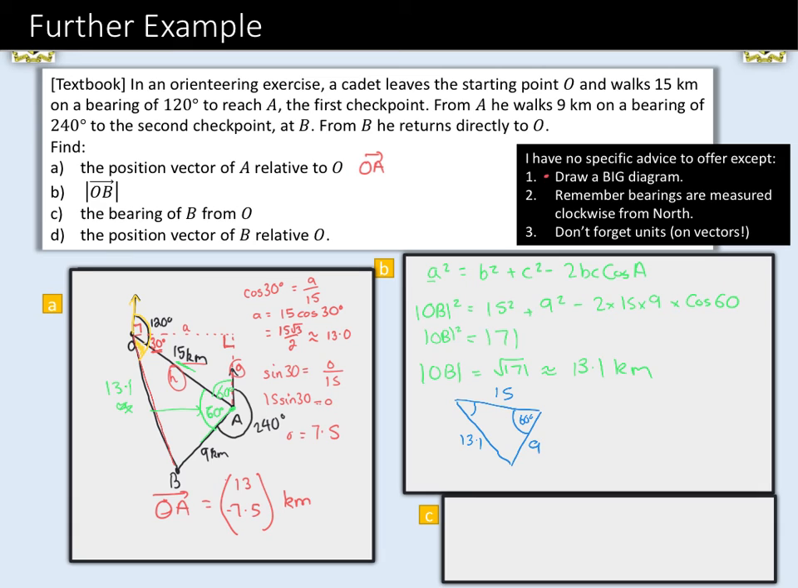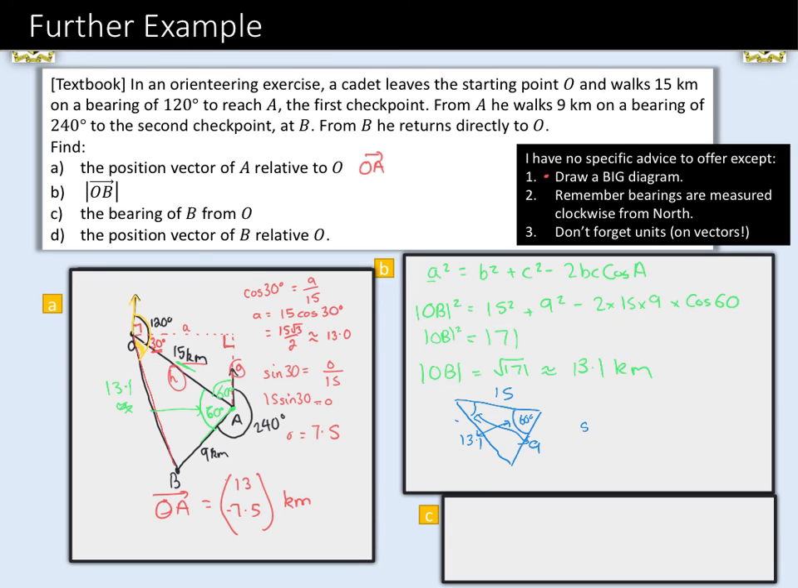So if I want to know a missing angle here, I could use either the sine rule or the cosine rule. I'd rather use the sine rule because it's a little bit easier. You can see that this side and angle are opposite each other, and so is this one here. Remember, it's the angle opposite the side that we're going to be using.